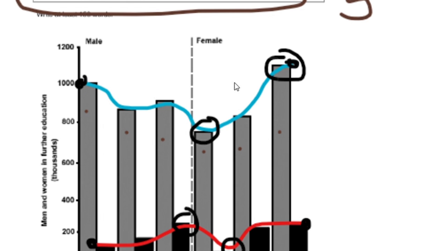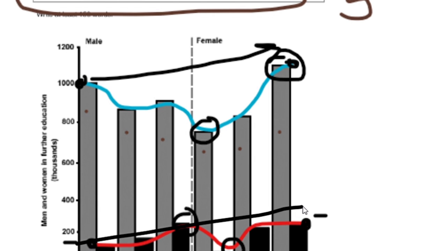So for part-time education, it started at 10,000 and has definitely increased. Okay, full-time education started around about here and is now here. So that is definitely showing an overall increase. So our overall trend would definitely be that more people are going into education.